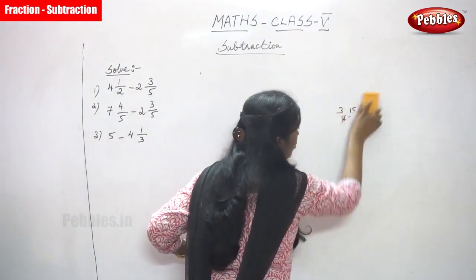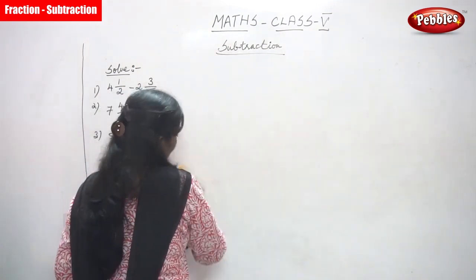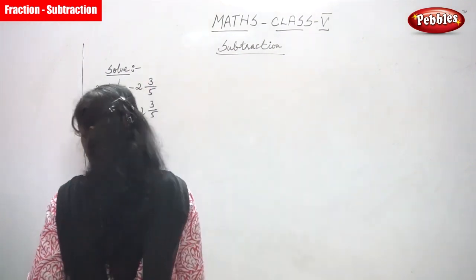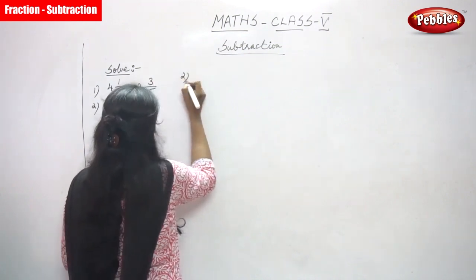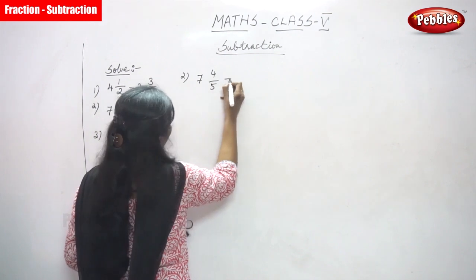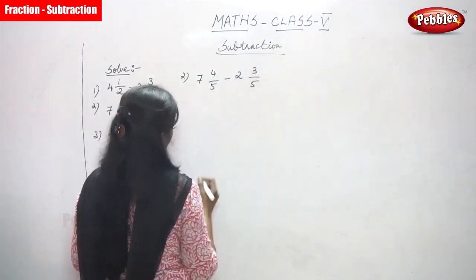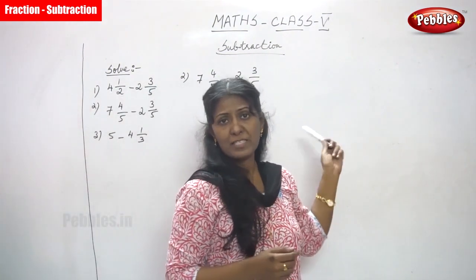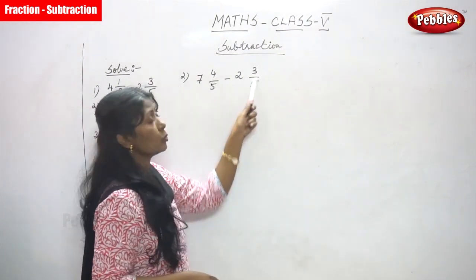We are following the same typical addition method, but the only thing is that we are going to subtract, because we are going to solve subtraction problems. The second sum is 7 4 by 5 minus 2 3 by 5. Now we are going to solve the mixed fraction subtraction.